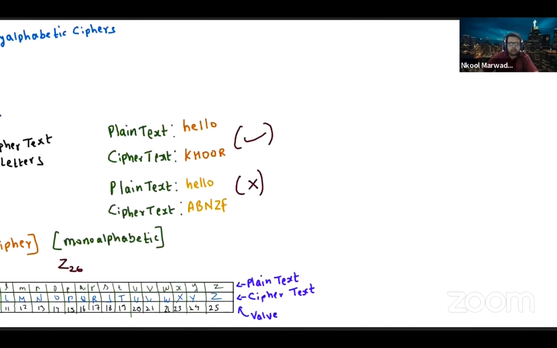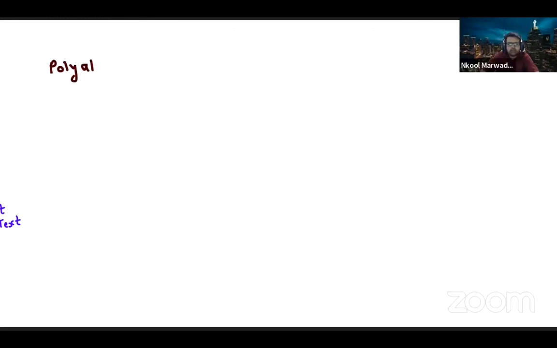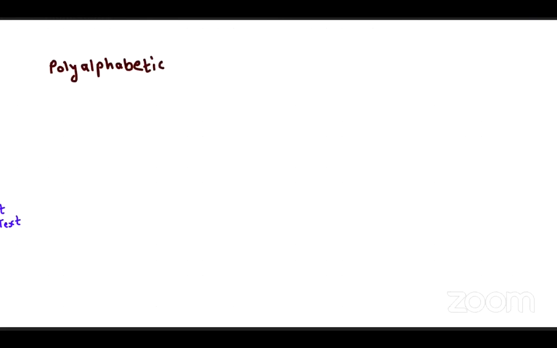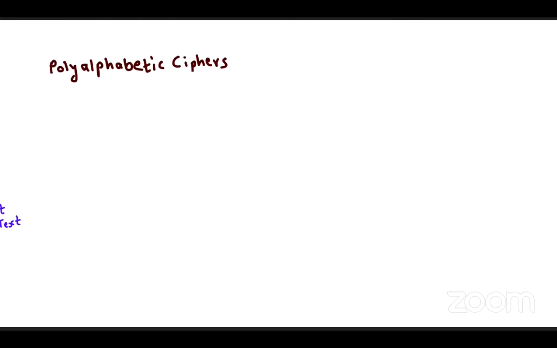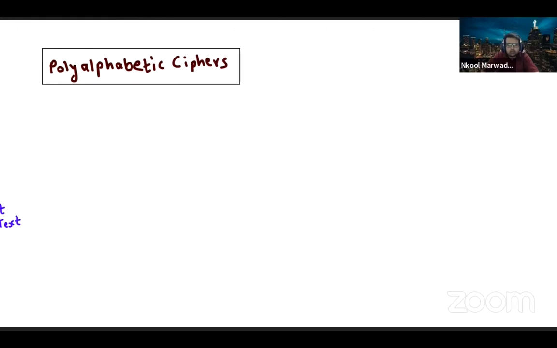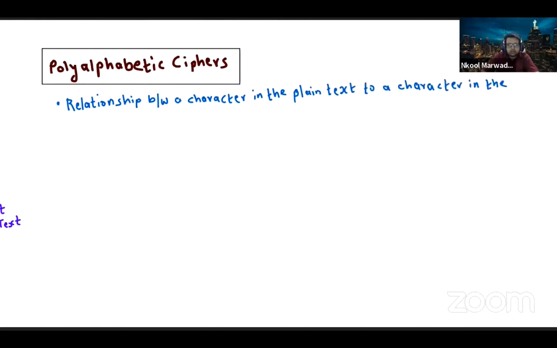Today we will be discussing polyalphabetic ciphers. As we discussed, in polyalphabetic ciphers there will be a one-to-many relationship. And because of that one-to-many relationship, it is not prone to statistical attack. We can hide the frequency, and it is a very big thing for us. The main property of polyalphabetic cipher is that the relationship between a character in the plain text and a character in the cipher text is one-to-many.